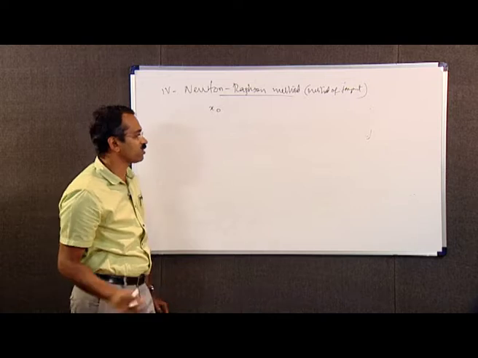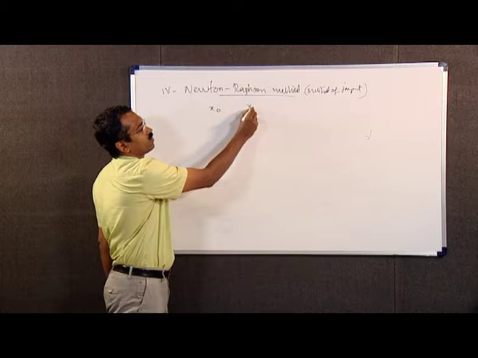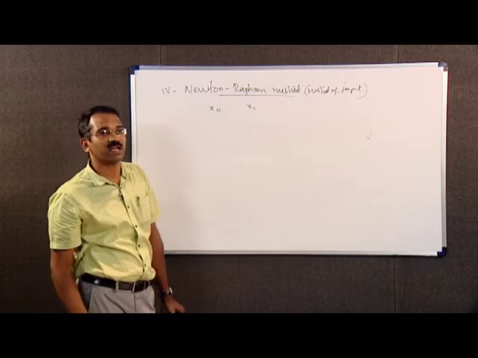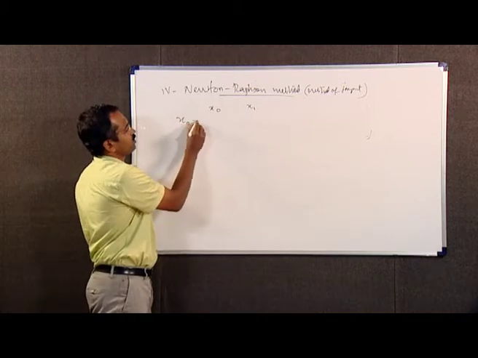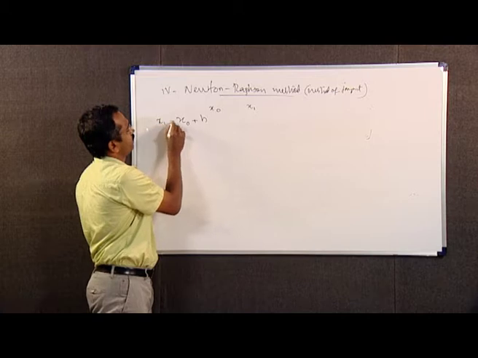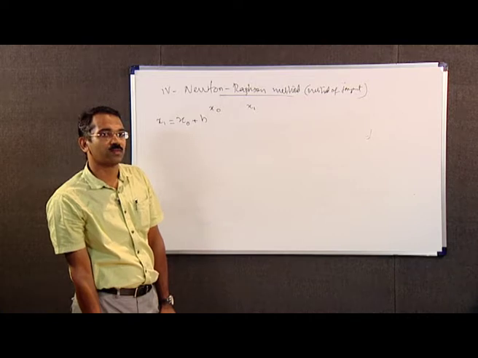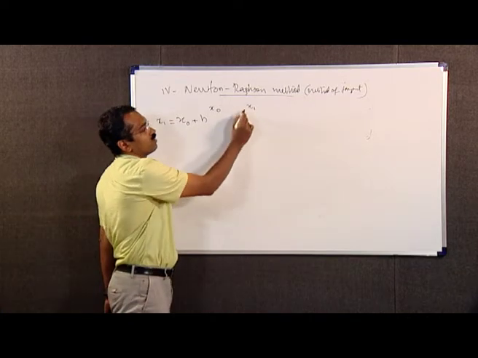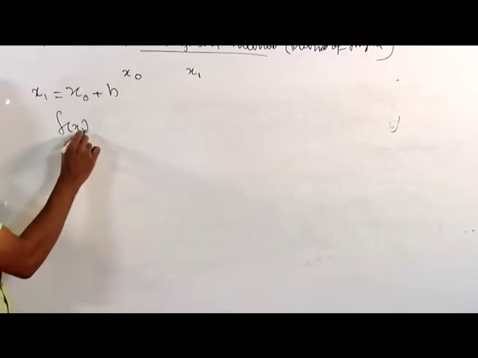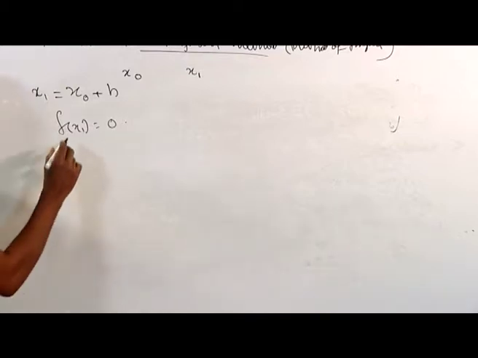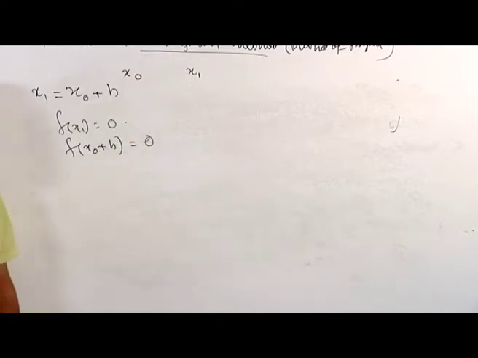x1 is equal to x naught plus h. X naught is an approximate value, x1 is the exact root, so x1 is equal to x naught plus h, where h is very small. Since x1 is the exact root, we have f of x1 equal to 0. That is, f of x naught plus h is equal to 0.